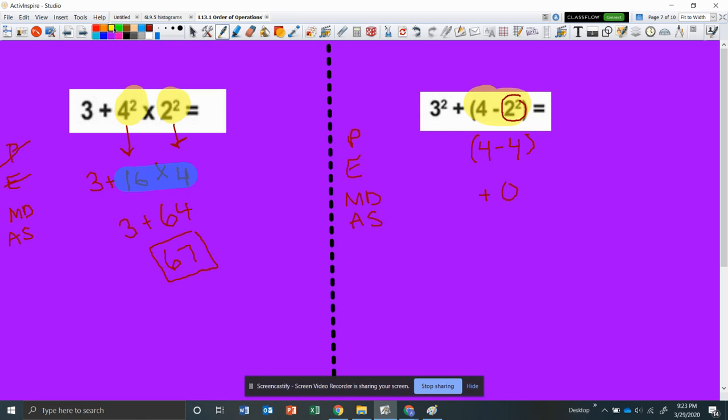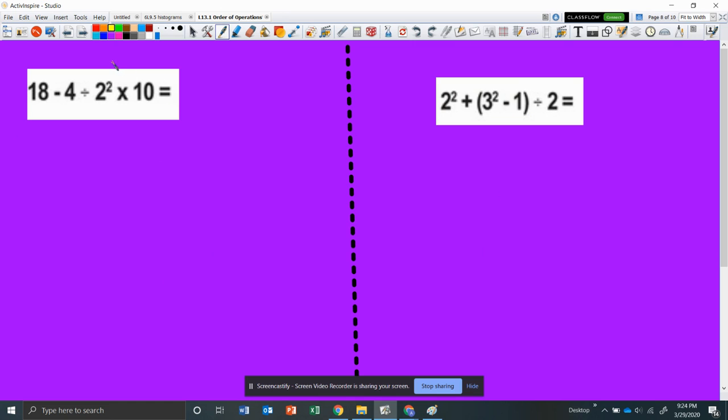And then I've got all my parentheses taken care of. Now I want to take care of my exponents. And I've got 3 to the second power is 3 times 3, which is 9. And then 9 plus 0 is 9. All right.